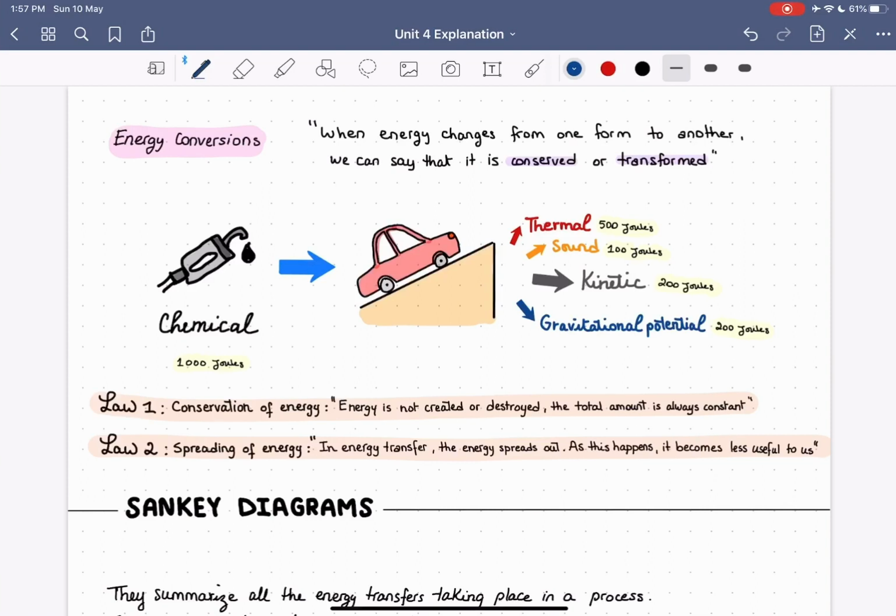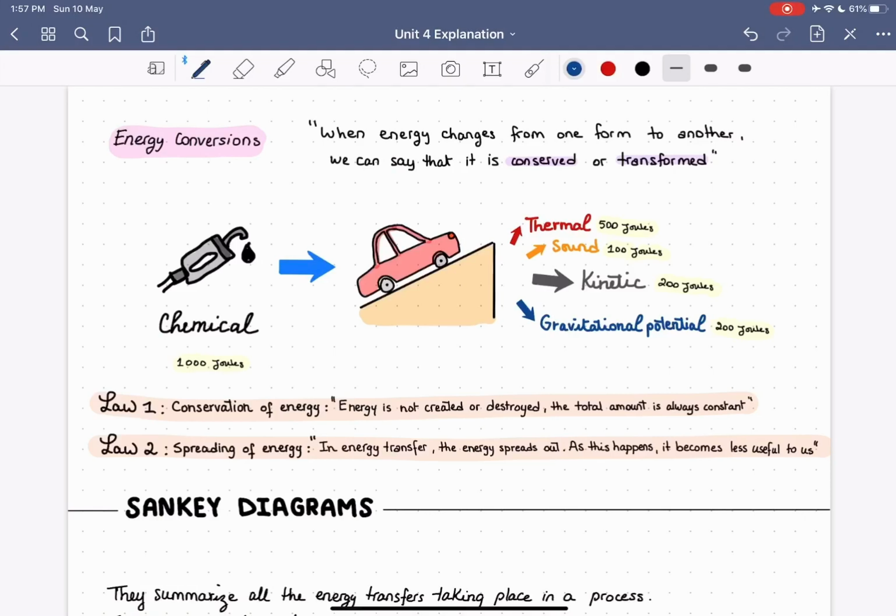So for the energy conversions, we need to know that energy cannot be destroyed or created. It's always converted from one form to another. It's transformed. An example of that is if we have a car and we fill the car with fuel, so we have a chemical energy of around 1000 joules. The moment you start the engine, all the stored chemical energy will start to be dissipated to the surroundings into different forms of energy. The car will start to heat up a bit, so it's thermal energy. It will give a sound, so that's sound energy.